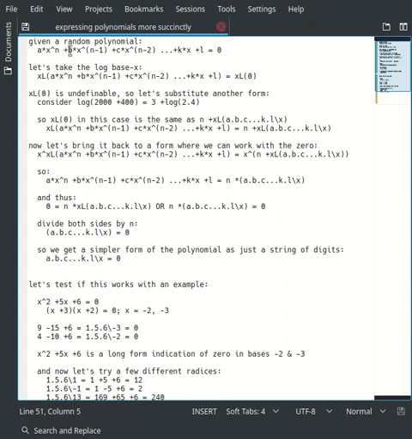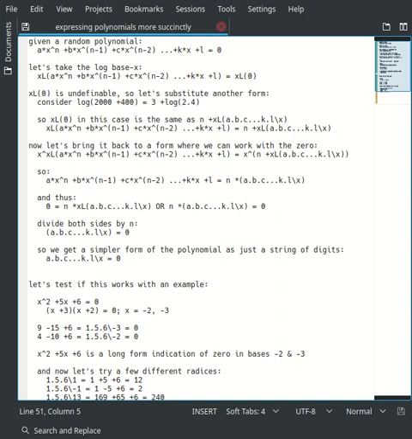Okay, so given any random polynomial, a times x to the n plus b times x to the n minus 1 plus c times x to the n minus 2, etc., up until the end, until you eventually get something times x plus some constant. What we want is when that all is 0 and x is our variable. Now, instead of looking at roots, let's treat it with logarithms.